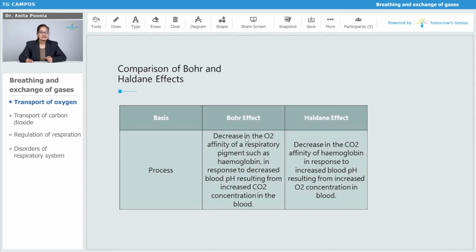Here you see the comparison of the Bohr's effect and the Haldane effect. Bohr's effect is a decrease in the oxygen affinity of a respiratory pigment such as hemoglobin in response to decreased blood pH resulting from increased carbon dioxide concentration in the blood. And for the Haldane effect, it is a decrease in the carbon dioxide affinity of the hemoglobin in response to the increased blood pH resulting from increased oxygen concentration in the blood.